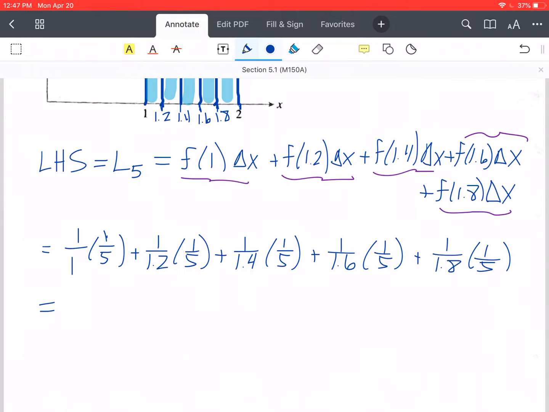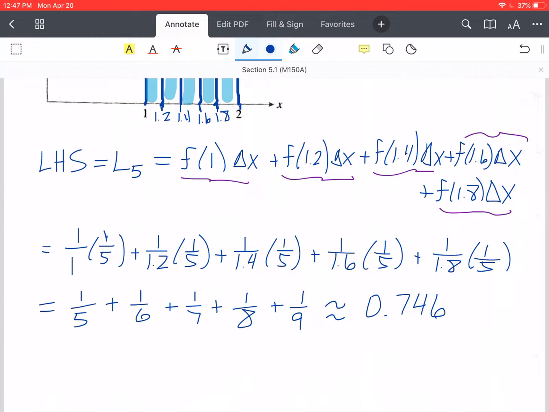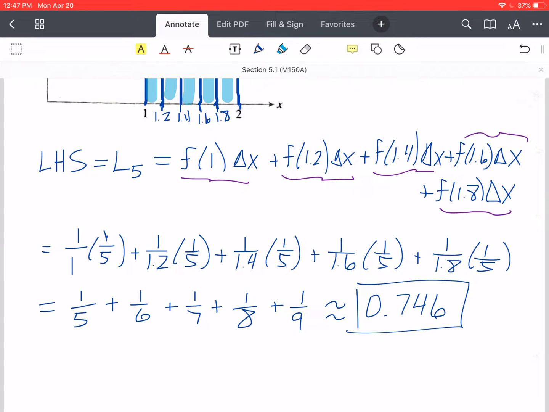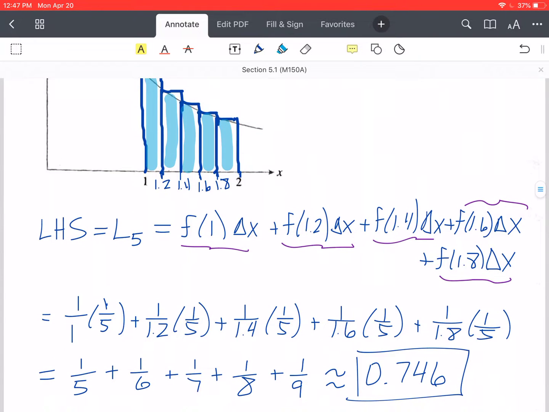And if you actually convert those decimals into fractions and simplify this, it turns out this gives you 1/5 plus 1/6 plus 1/7 plus 1/8 plus 1/9. We could get a fraction for this, but it gets kind of ugly, so I'll just give you a decimal approximation here. That's 0.746. So that's our left-hand sum, the approximate area of all of these rectangles up here. That gives us an approximation for the area under the curve.